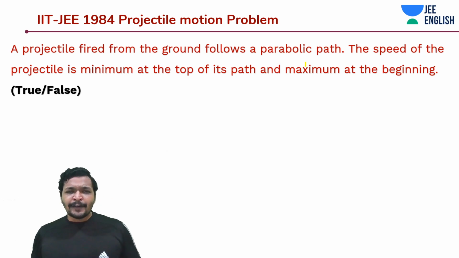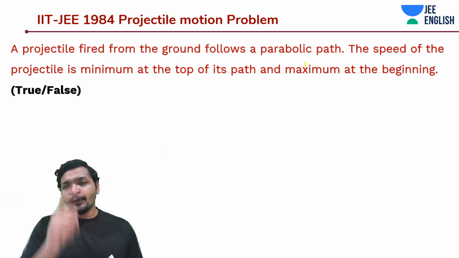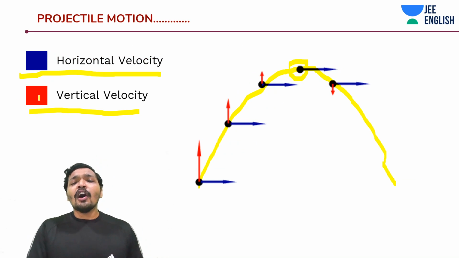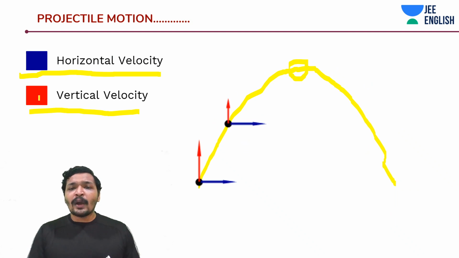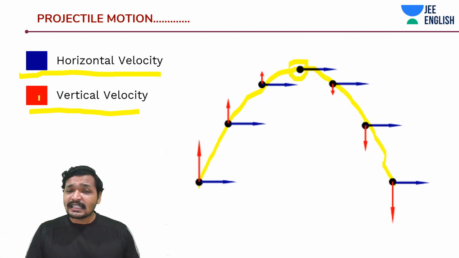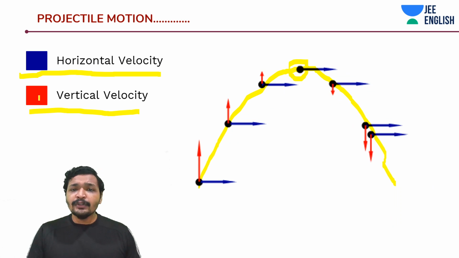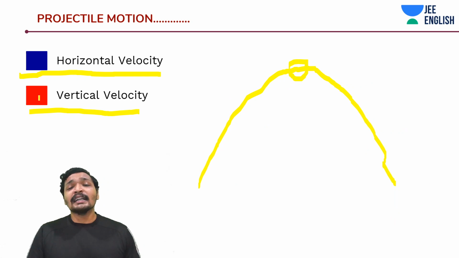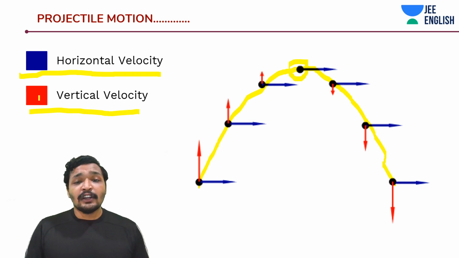Alright. So a projectile is fired from the ground and follows a nice parabolic path, and the speed of the projectile is minimum at the top and maximum at the beginning. Is it correct, guys? It's true. So the answer would be true. You saw right over here that all of the velocity along the y-axis, or the vertical direction, is exhausted at the top. So if you take the vector sum of x and y and take its magnitude, you'll understand that all of the velocity is exhausted along the y-axis, but along the x-axis the velocity remains constant.